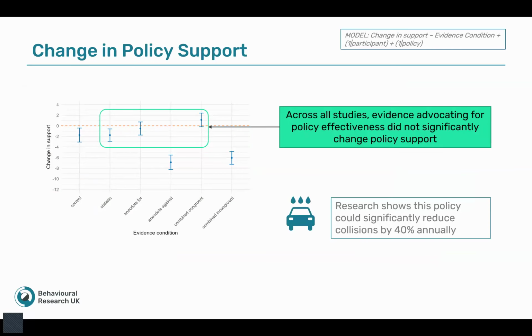So what did we find? Well, if you look at this example graph from one of the experiments, on the vertical axis, you can see change in support. And along the horizontal axis, you can see the different evidence conditions we've just gone over. The red dashed line at 0 shows no change, and the blue dots and error bars show the mean and standard error.